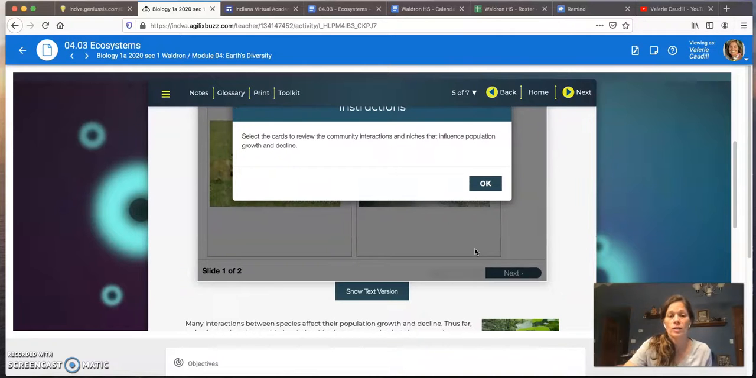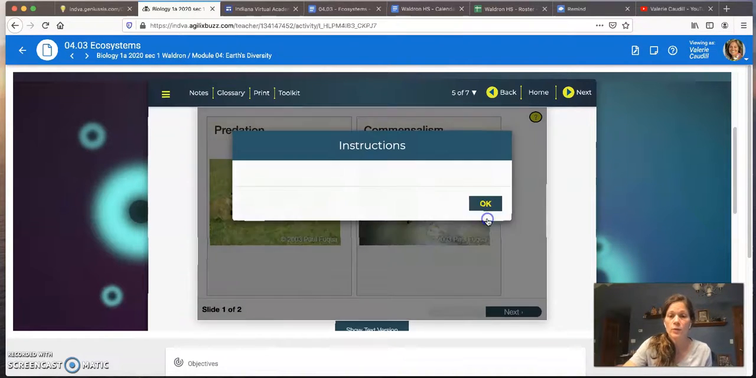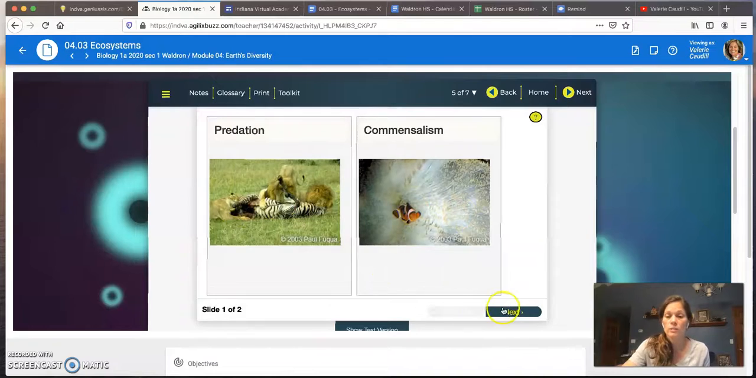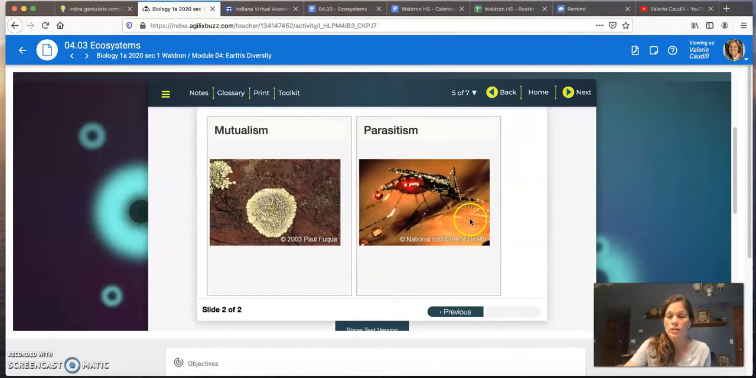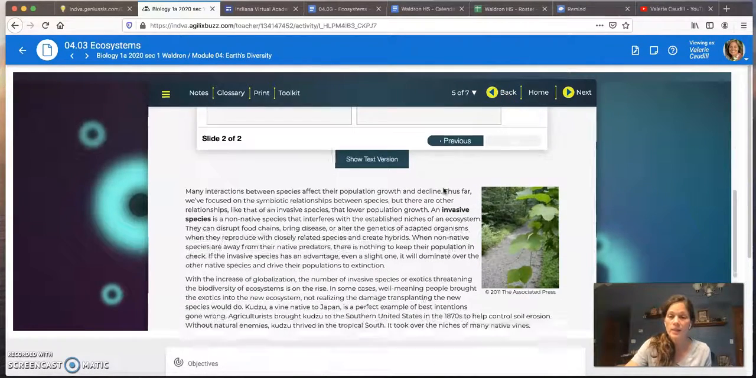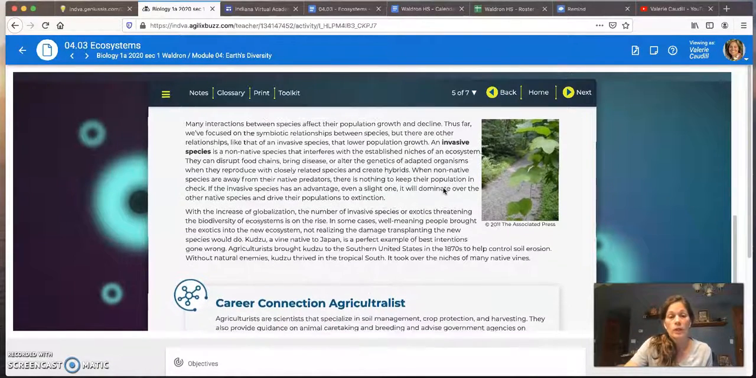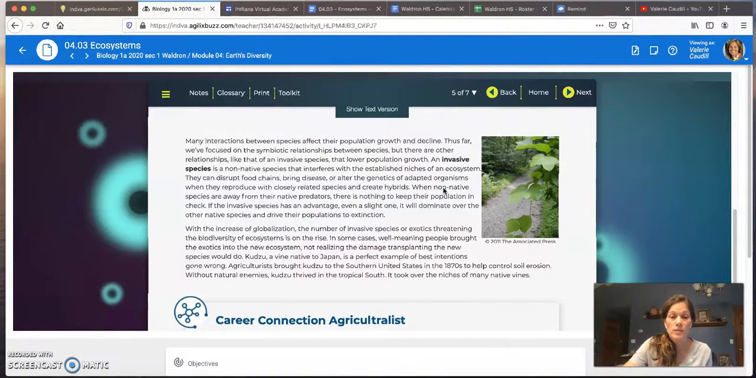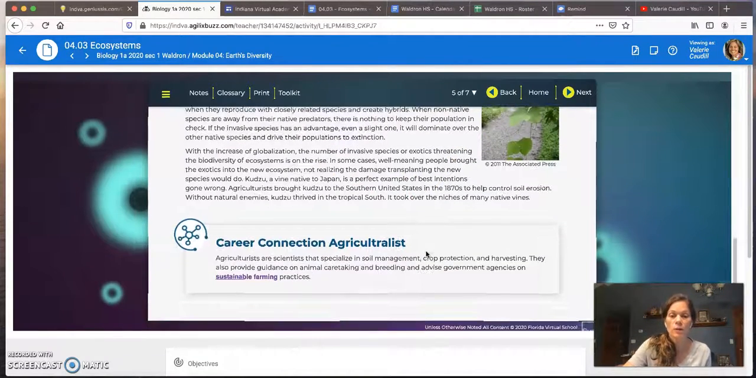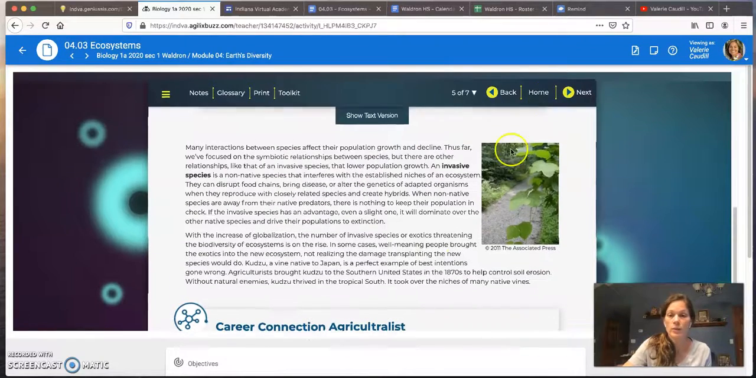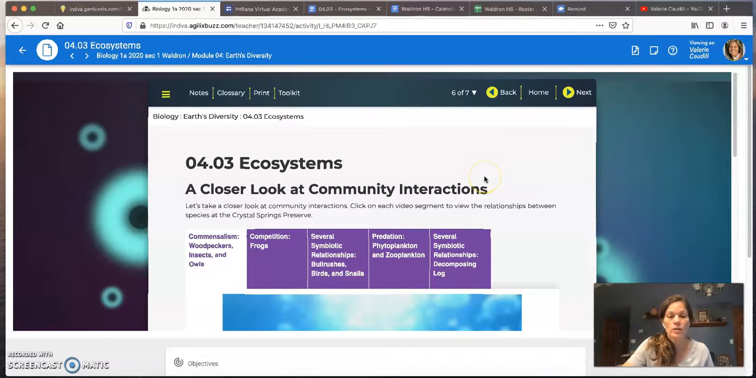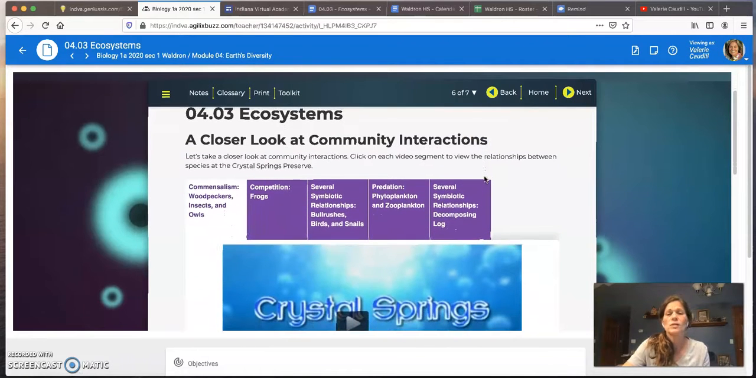These are cards on the different types of relationships, review on the different types of relationships, those symbiotic relationships. So you'll click on each of them and have some examples. Okay, and then you'll also learn about an invasive species, or what invasive species are. This particular one is about the kudzu vine, which lots of you have probably seen before and maybe not even realized what it was.